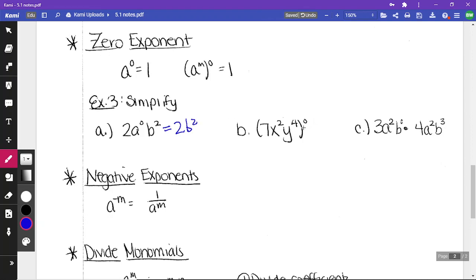Okay, the next one, this entire quantity is raised to the 0 power. Well, anything raised to the 0 power is 1. See, we don't care what's in there. It could be as complex an expression as you want. If you're raising the whole thing to the 0 power, it's just 1. Now over here, in this first one, we didn't just have a result of 1 because the only thing raised to the 0 power was just the a. A is raised to the 0 power, so that's 1. But it's still 2 times 1 times b squared, so that's why we still have that.